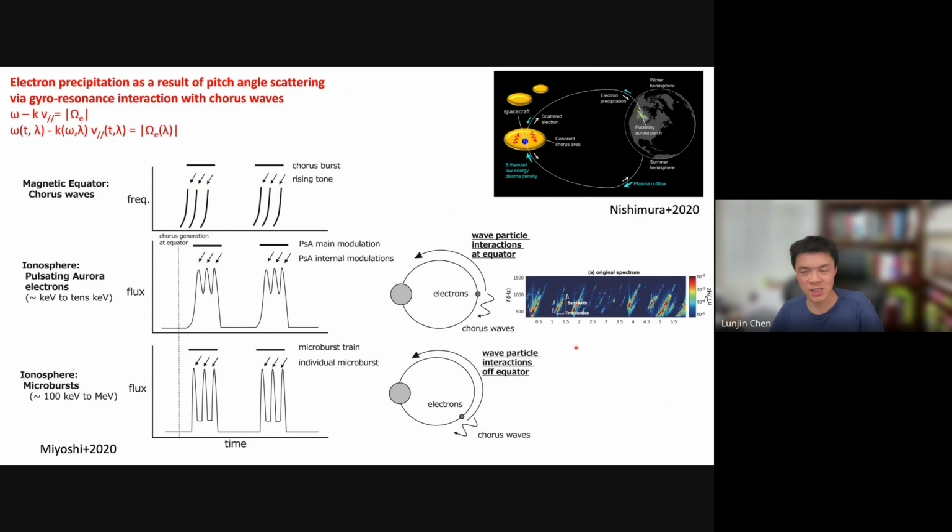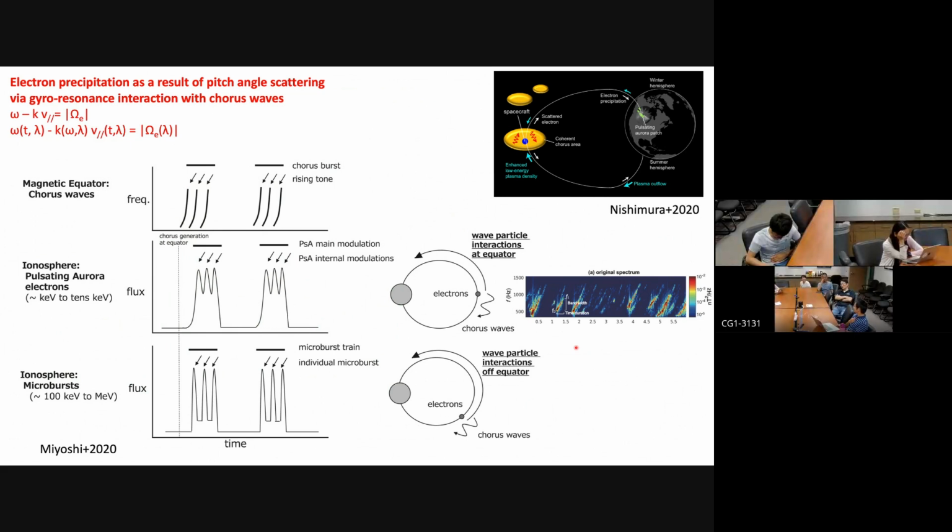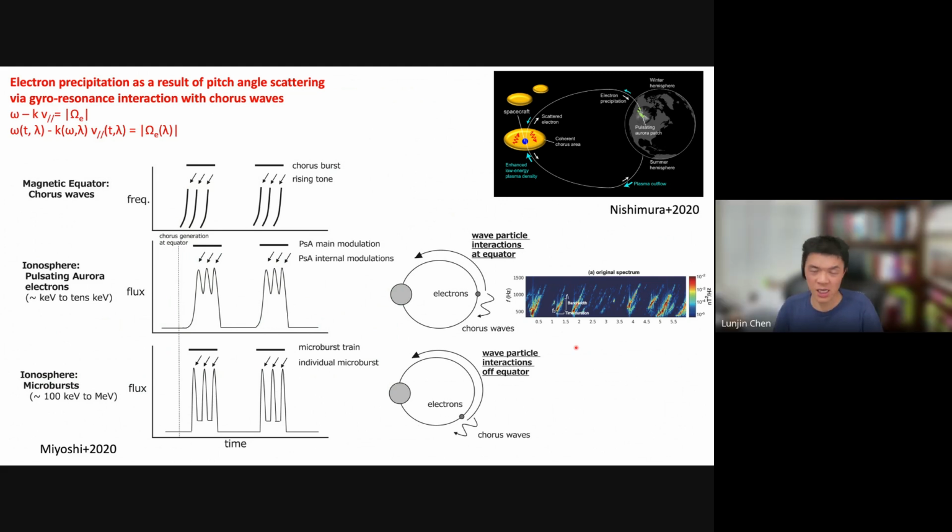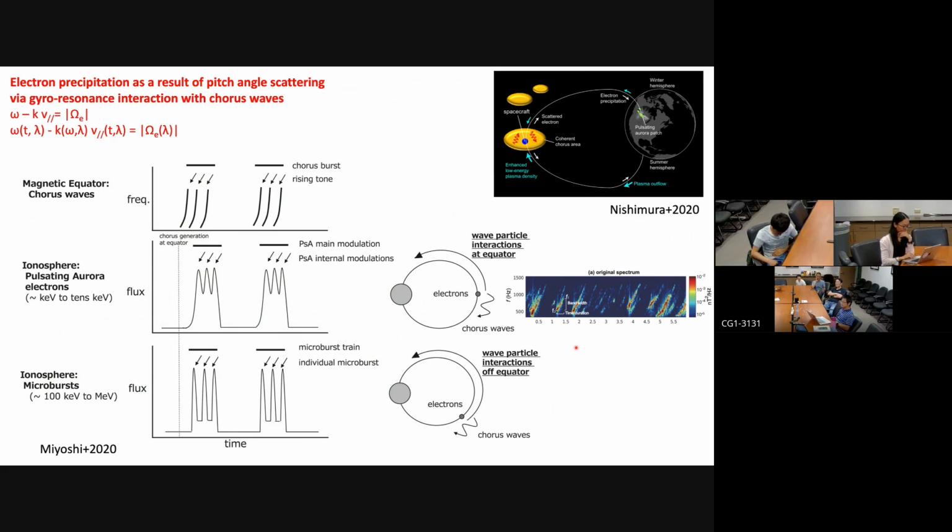Does it make sense? So the essential mechanism here sounds like some kind of instability developing at the beginning to generate the waves. Yeah. So it's a naturally excited emission due to the electron temperature anisotropy. Okay. Thanks.